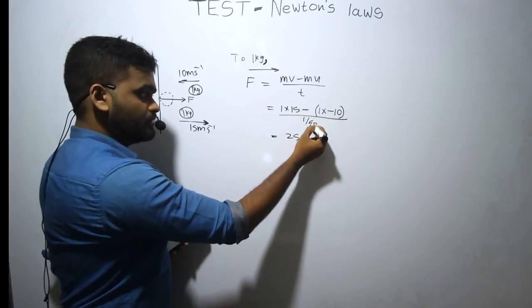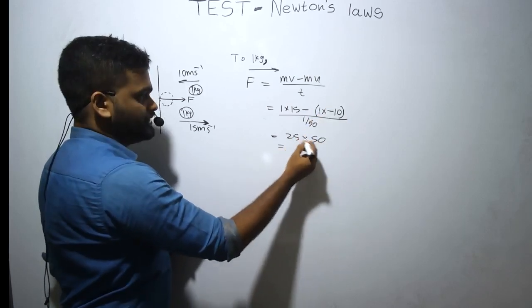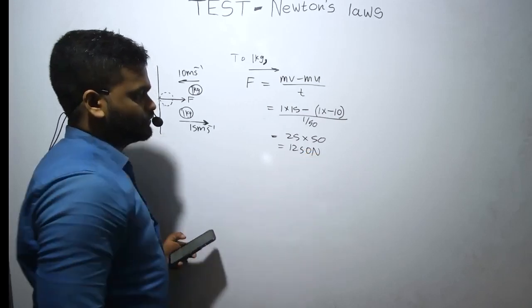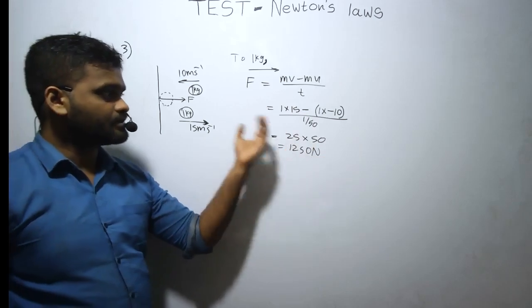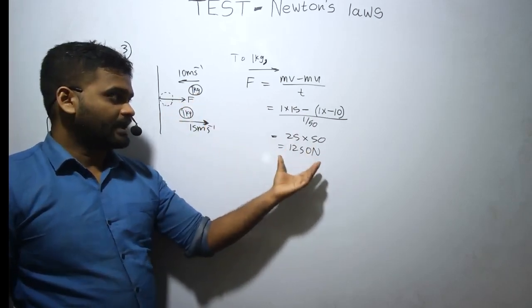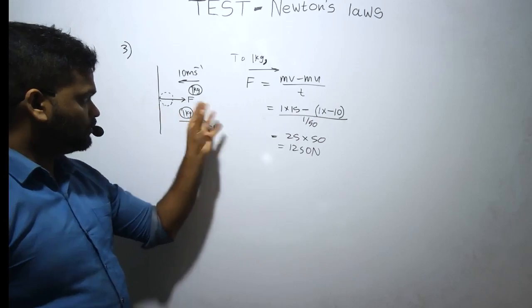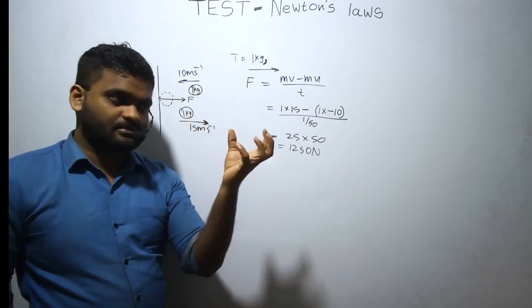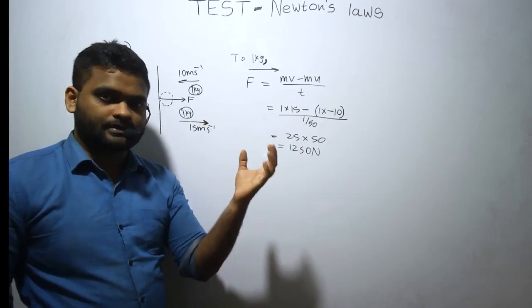And this 1 over 50 goes up, flips, becomes 50. So it should be 1250 newtons, right? 1250 newtons of force is applied there. You can clearly see that when the objects move in opposite directions, like hit and go opposite, the momentums of those add up when you need to find the force, right?